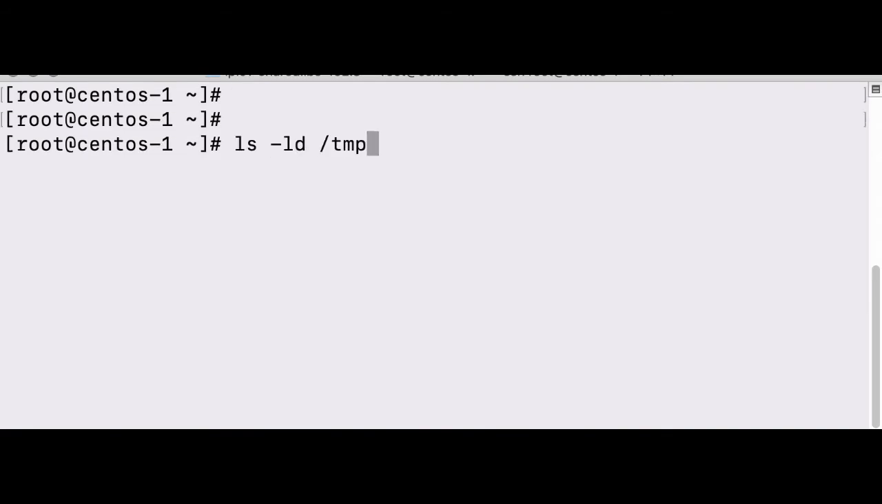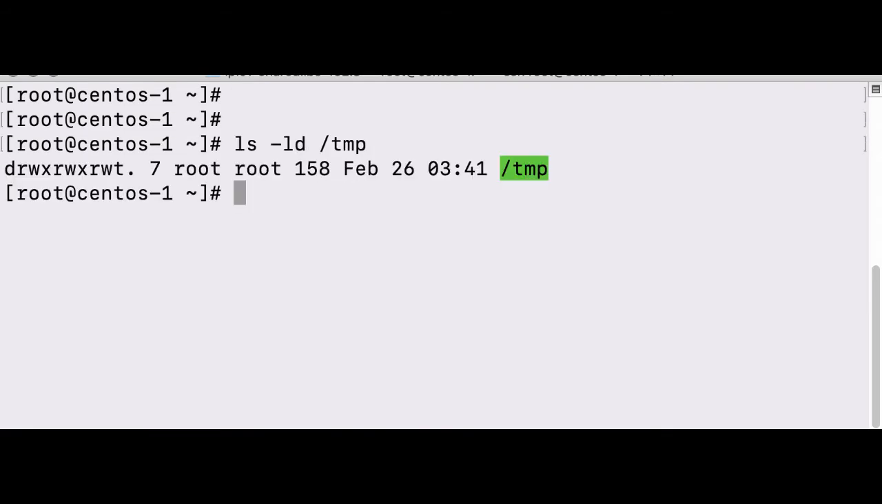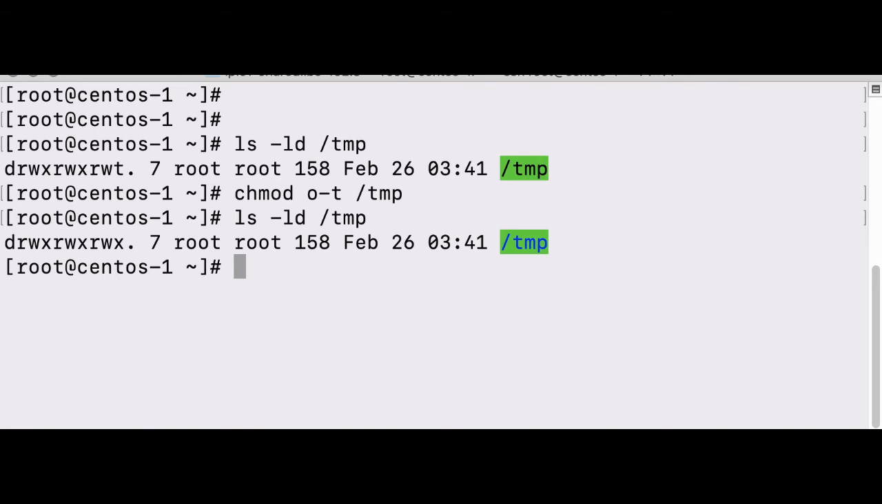The permissions are read, write, execute, read, write, execute, read, write, execute, but now a T on the last X. So in line with the regular permissions, this would be 1 if you would have to octally represent it. Now we disable it by running o-t in symbolic mode, and we list it again and we see the T is gone. Next thing, we are going to enable it again by running chmod o+t, and it's back.